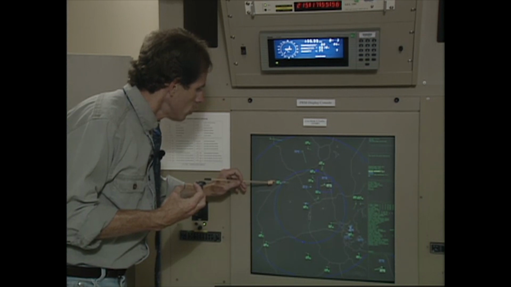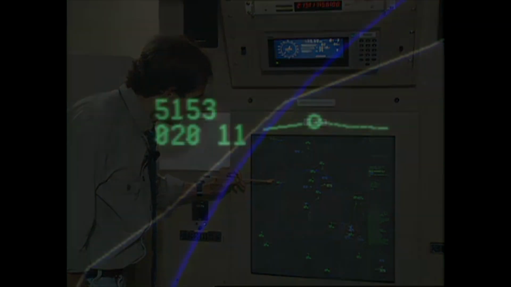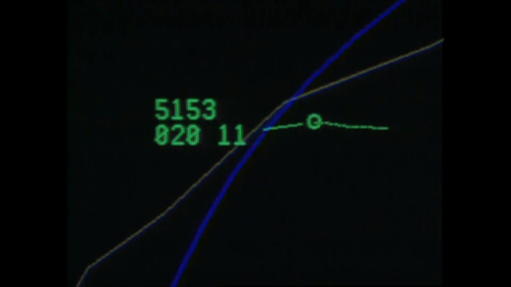Now, along with that pulse, the aircraft sends down some information. You can see this target here, the top line is the identification number of the target. So it's sending down a code of 5153. And below that identification number are 3 digits which indicate the altitude of the target. So this aircraft is at 2,000 feet above sea level.